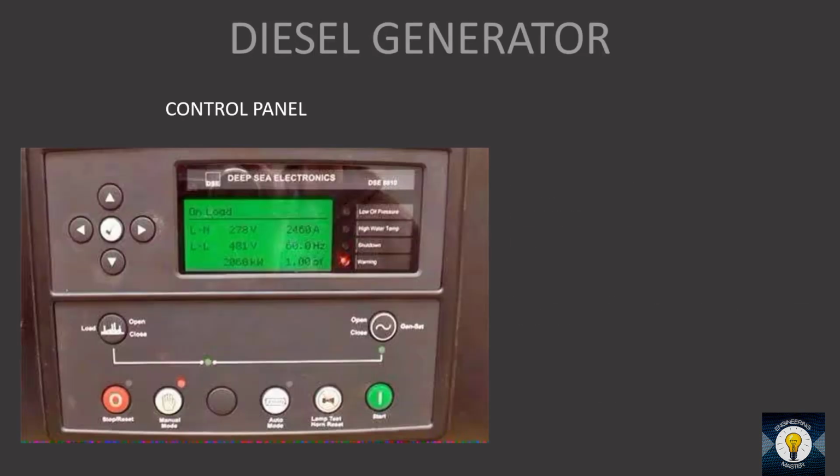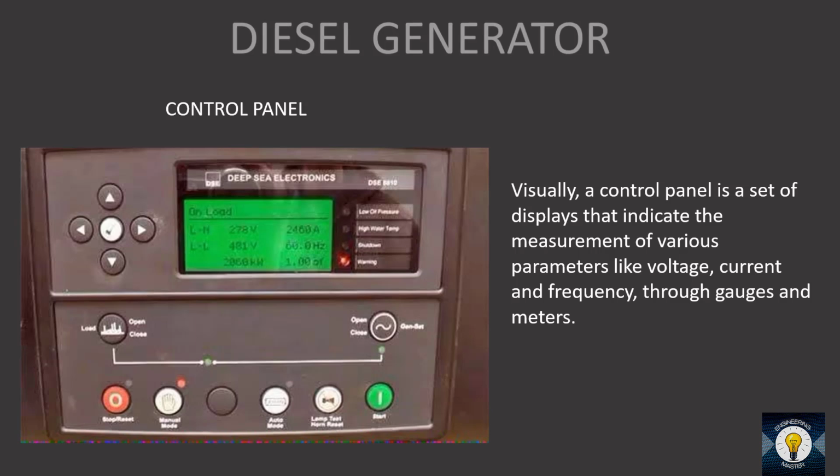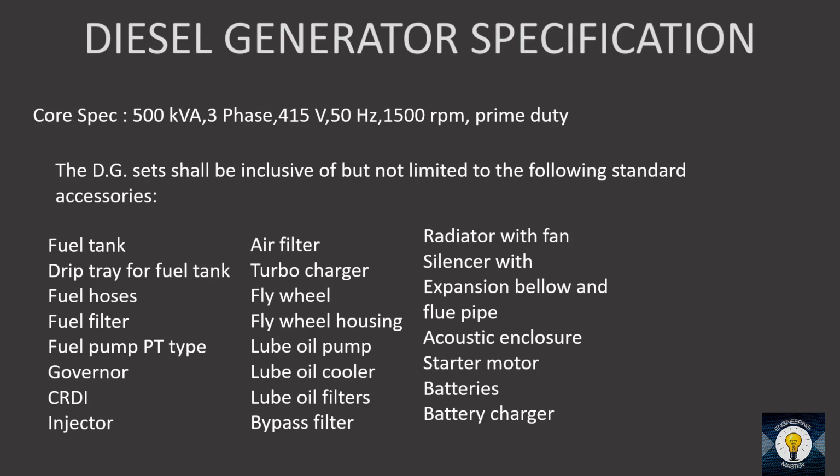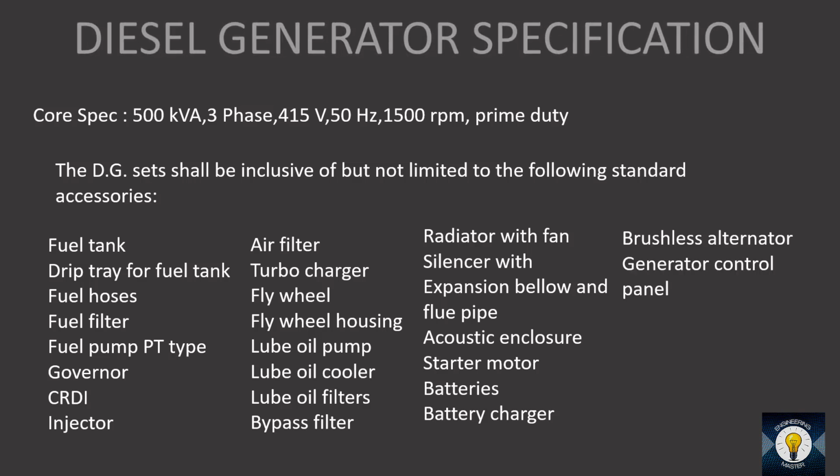Another one is control panel. Control panel is a visual display of different parameters. You can see line voltage, current, frequency and other parameters on the control panel. You can see the load also. For every DG, there will be a control panel attached to it. So I am adding this component to our specifications: starter motor, batteries, battery chargers, brushless alternator, generator control panel.